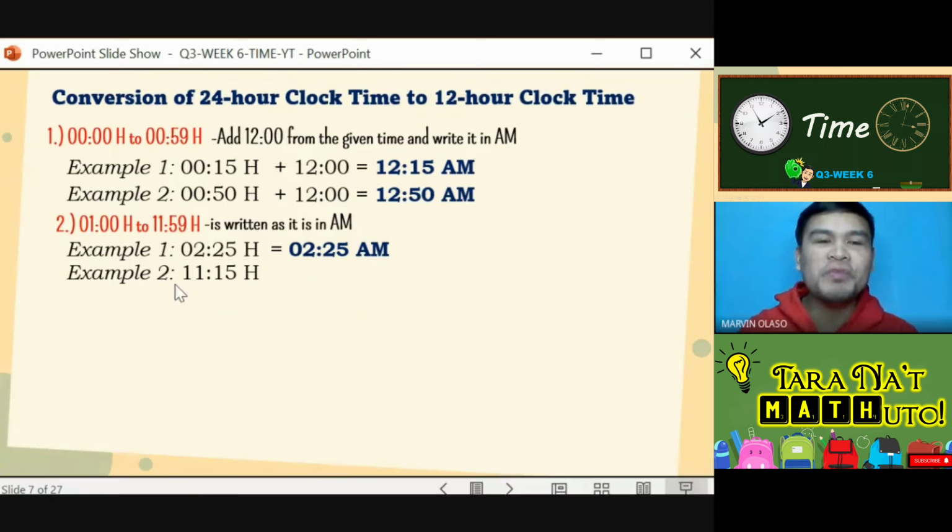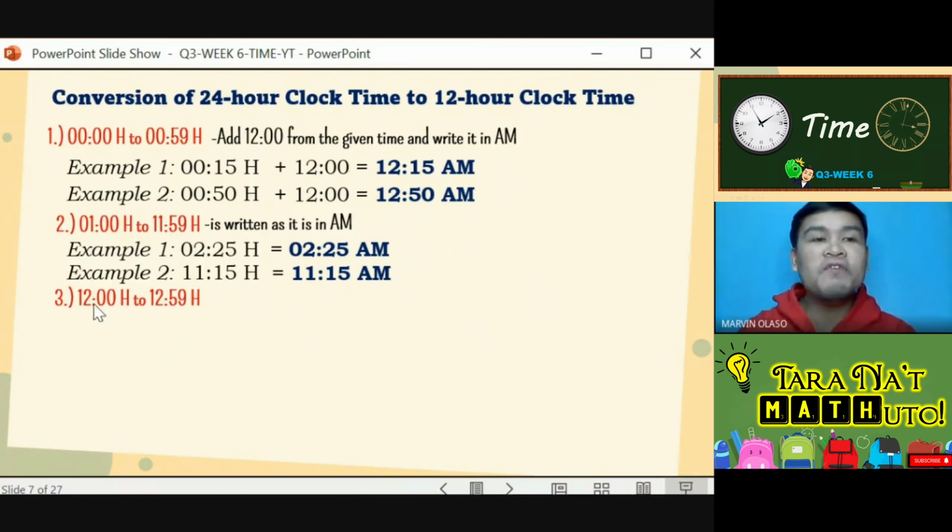Example number 2, 1,115 hours. Just copy and put AM. So it's equal to 11:15 AM. So lahat yan as it is. From 100 hours to 1,159 hours.